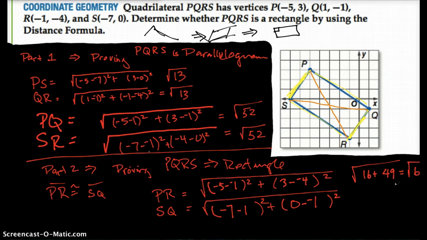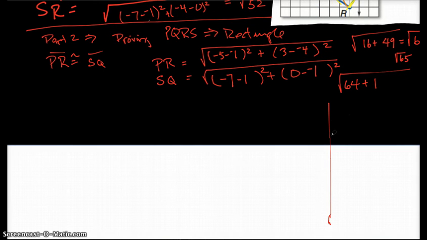Square root of 65. All right, over here, -7 minus 1 is going to be -8. -8 quantity squared is 64. Plus, and this is all underneath the radical, 0 minus -1 is plus 1. Positive 1 squared is just 1. And notice, I get the square root of 65. I didn't mess up, I promise. So I get the square root of 65 for both of these. Square root of 65 and the square root of 65.